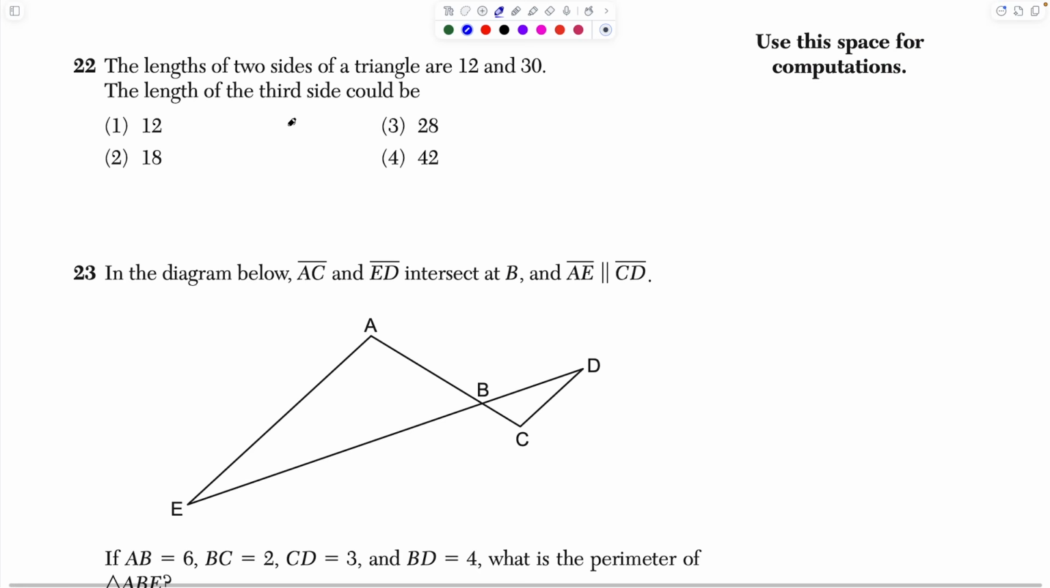Question 22, the lengths of 2 sides of a triangle are 12 and 30. The length of the third side could be, and we have these 4 options to choose from. So the formula that we need for this question is the triangle inequality theorem, which says that the sum of 2 sides of a triangle always has to be greater than the third side. And the way I help students remember or understand this formula is the phrase, the shortest distance between 2 points is a straight line. So you can see here, this straight line, let's say, is C units long.